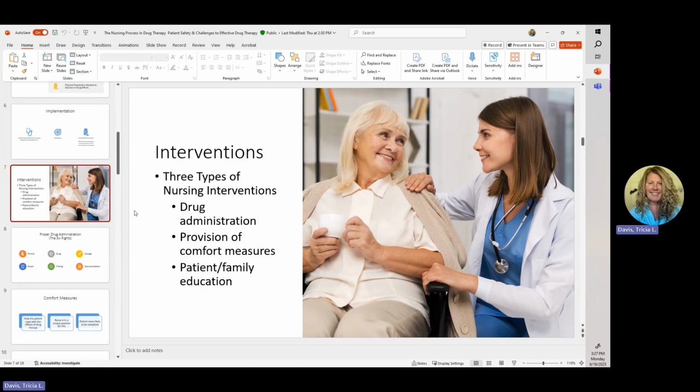So there are 3 types of nursing interventions that we commonly think of when we think about medications and pharmacology. So definitely drug administration. So do we have any allergies? How do our patients take our medications? So for instance, if you have a patient that's taking an oral medication, what is one of the first things that you think we're going to want to assess about our patient before we administer an oral medication?